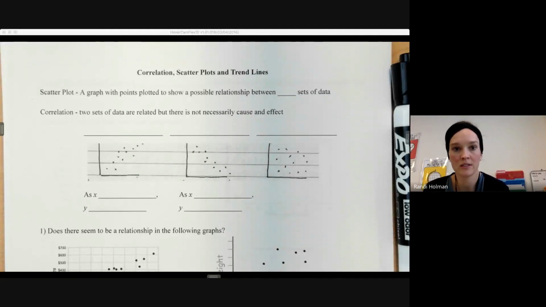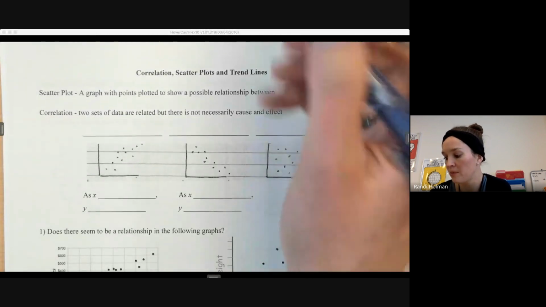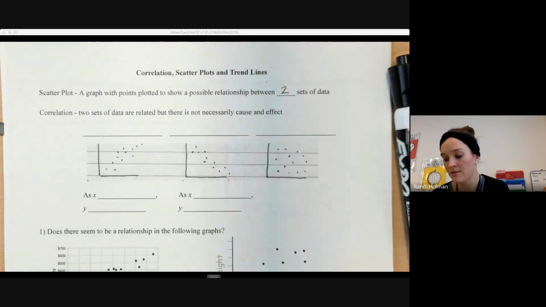In this video, we're going to start looking at correlation, scatter plots, and trend lines. So let's start off with what is a scatter plot. A scatter plot is just a graph of points plotted to show a possible relationship between two sets of data. So correlation, what we're going to first focus on is the relationship between those things.